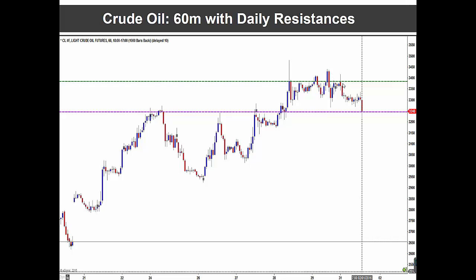The very first time you start seeing a scenario where it could go lower is this scenario here, where it stopped right at the green line here, which is the daily resistance, and it had a lower pivot high than the previous one. So as soon as we saw this bar close, we're now starting to look for a trend to go to the downside.